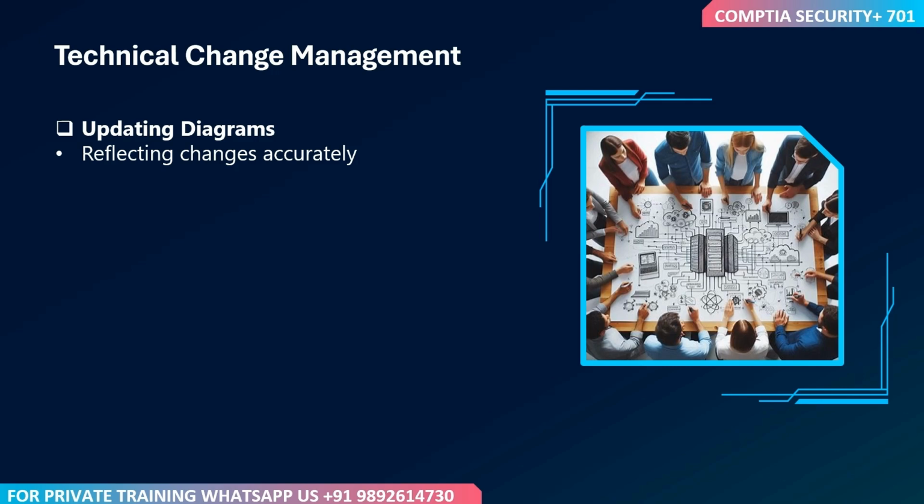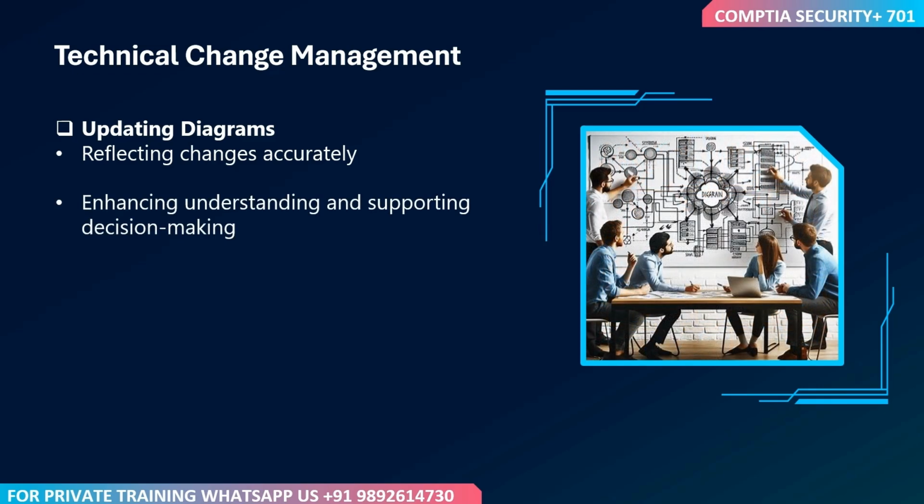In a technical environment, diagrams play a crucial role in understanding complex systems and facilitating communication among team members. Why update diagrams? Reflecting changes. As systems evolve over time, it's essential to update diagrams to reflect these changes accurately. This ensures that stakeholders have access to the most up-to-date information, enhancing understanding. Clear and updated diagrams make it easier for team members to grasp the intricacies of a system or a process. This reduces misunderstandings and promotes effective collaboration.